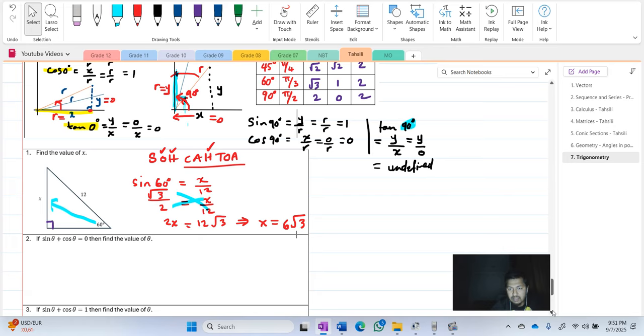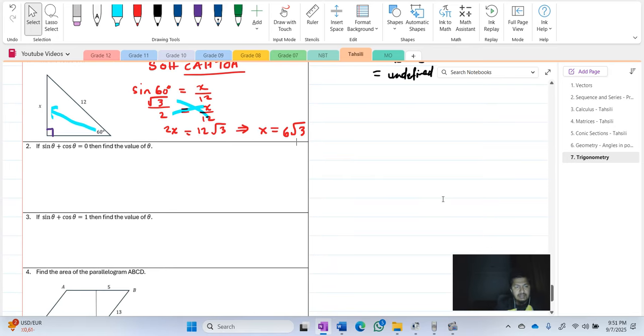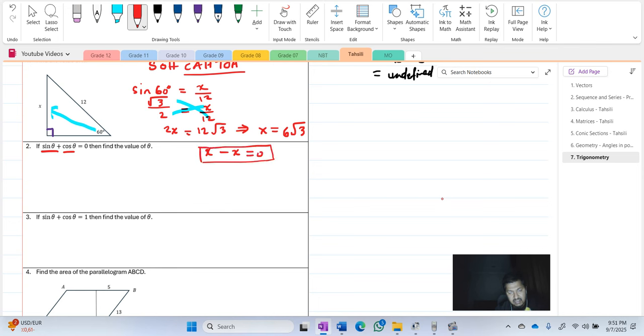Next one. If sine theta plus cos theta is equal to 0, then find the value of theta. Now how do we solve this? We have to use basically the sum of two numbers that must give me 0. Now it's just using special angles. So remember, I can only get x minus x is equal to 0, so the numbers must be the same numbers, but of opposite sign. In other words, negative x plus x.